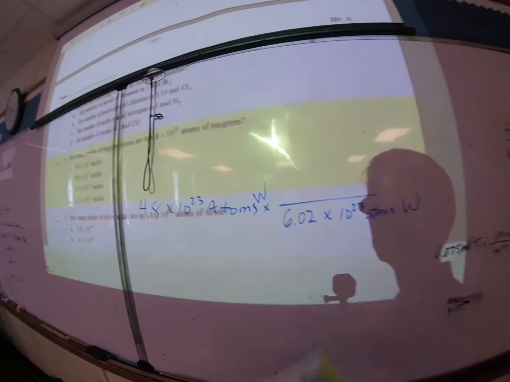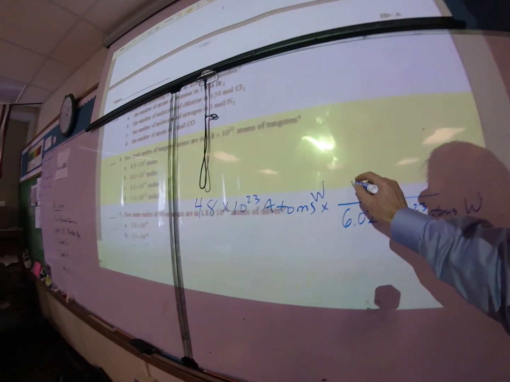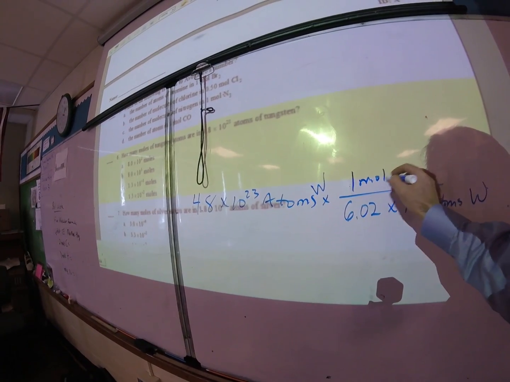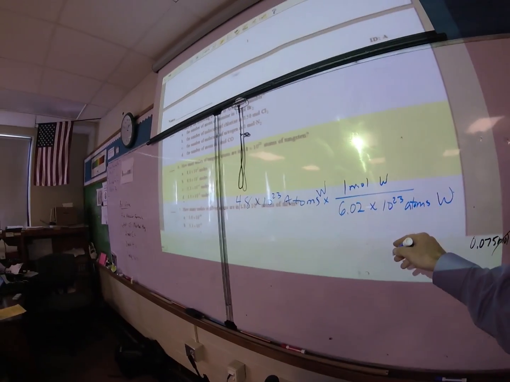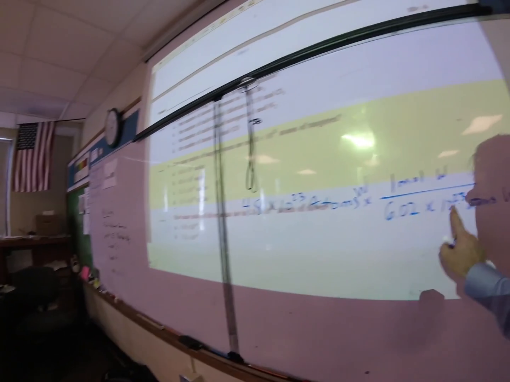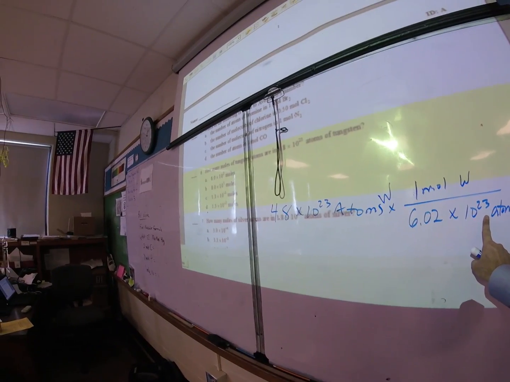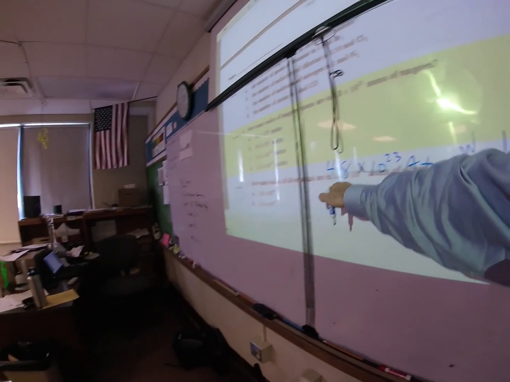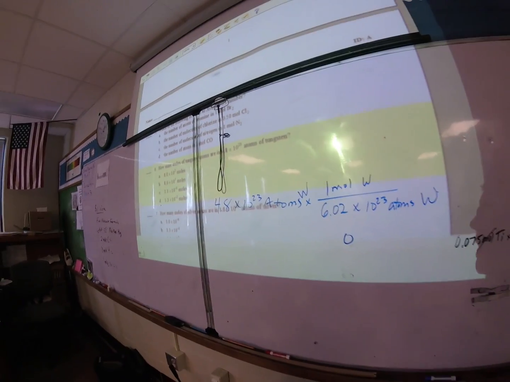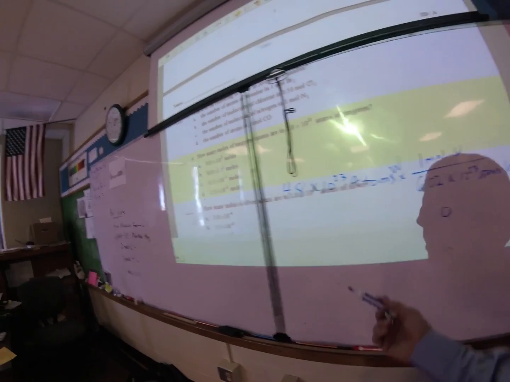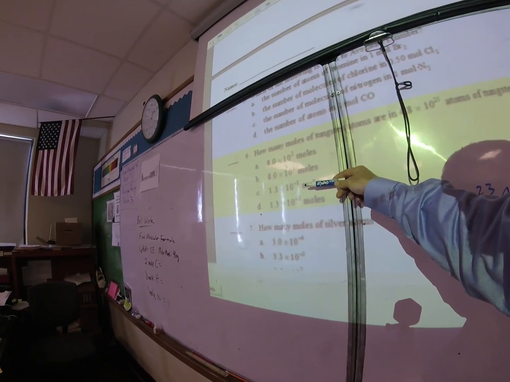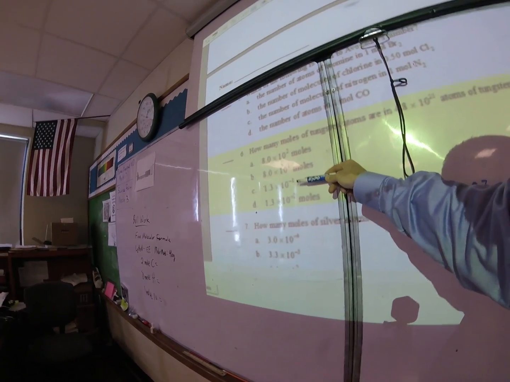Yeah, tungsten's W74. So we have 1 mole of W. And what happens, the atoms will cross out. So if you take 23 minus 23, what's that equal to? 0. So you're really just doing 4.8 divided by 6. So it's going to be a fraction. So you're going to see a -1. So your options there, if you could do basic math, is most likely going to be this answer.